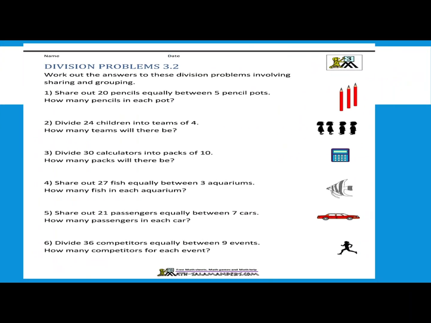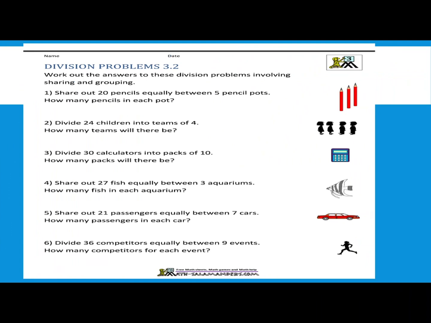Now division problems. Work out the answer to these division problems involving sharing and grouping. Share out 20 pencils equally between 5 pencil pots. How many pencils in each pot? 20 divided by 5 is equal to 4. So do this children. Divide 24 children into teams of 4. How many teams will there be? So 24 divided by 4 is equal to 6.